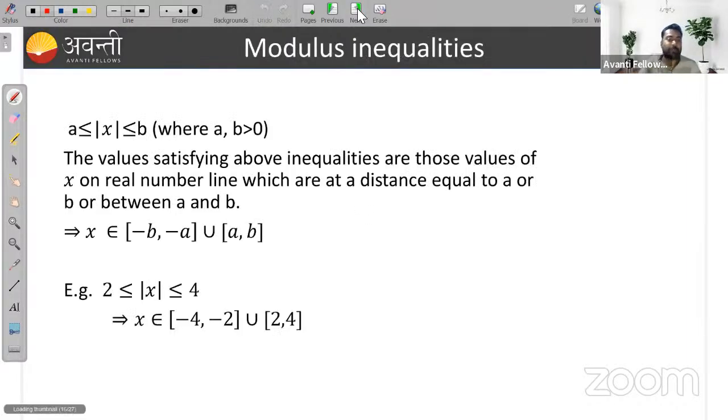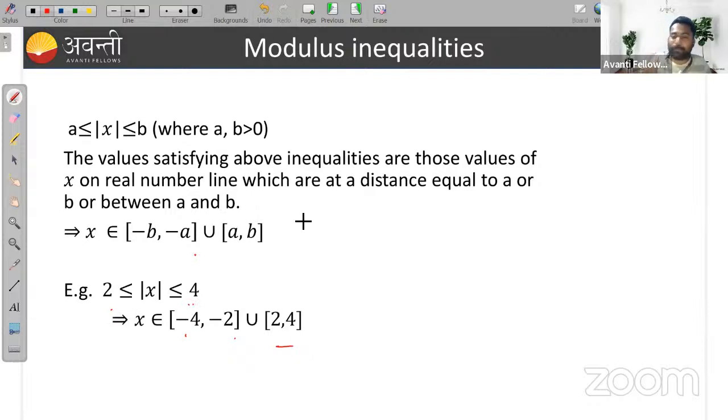Right? Come to the next thing. If you have mod of x is greater than equal to a and less than equal to b, so what will be the solution? Suppose I am taking an example. Mod x is greater than equal to 2 and less than equal to 4. So what will the solution be? Remember these things. X belongs to minus b to minus a closed interval, that is here minus 4 to minus 2 closed interval, union 2 to 4 closed interval. Minus 4 to minus 2, 2 to 4.